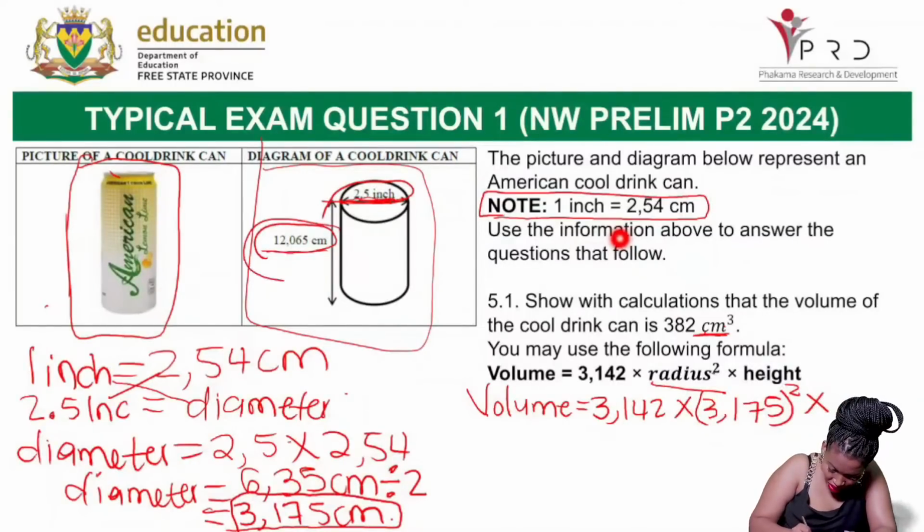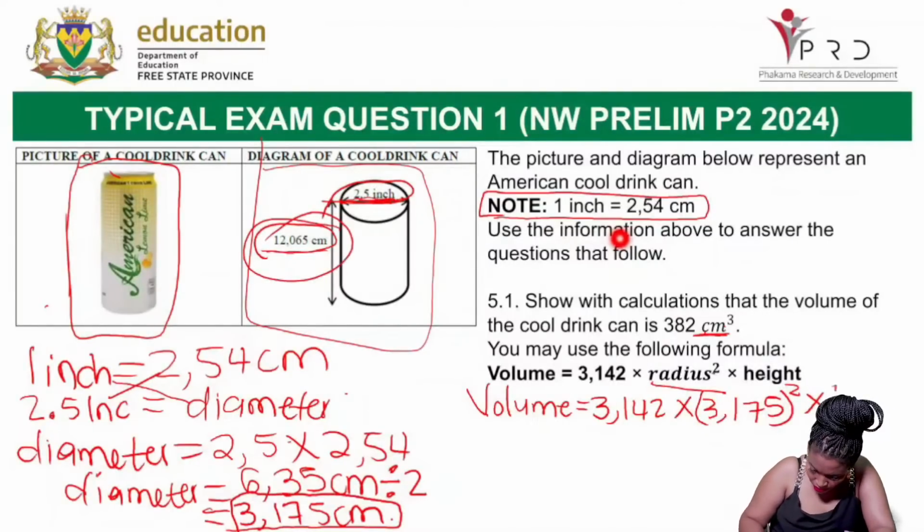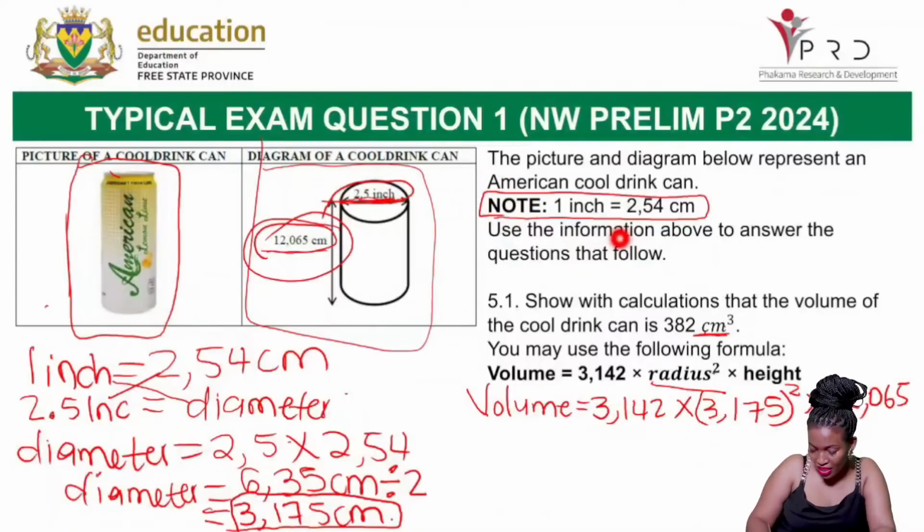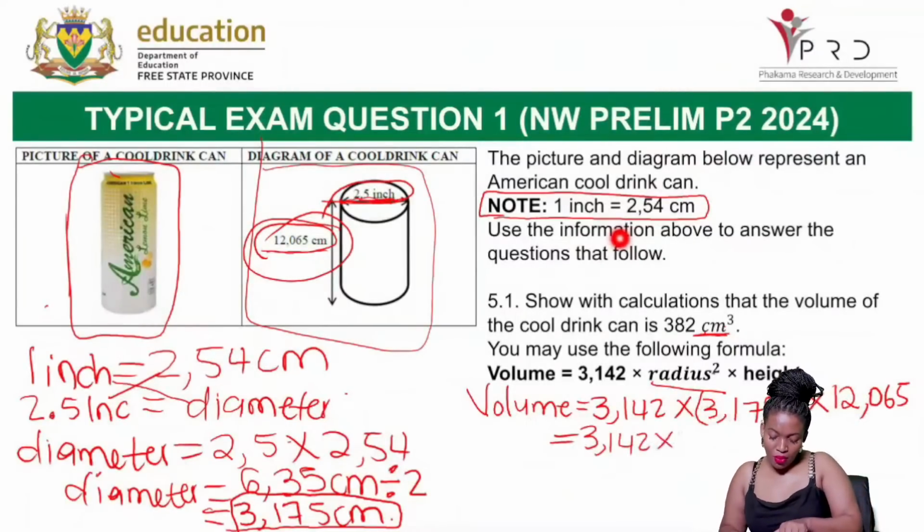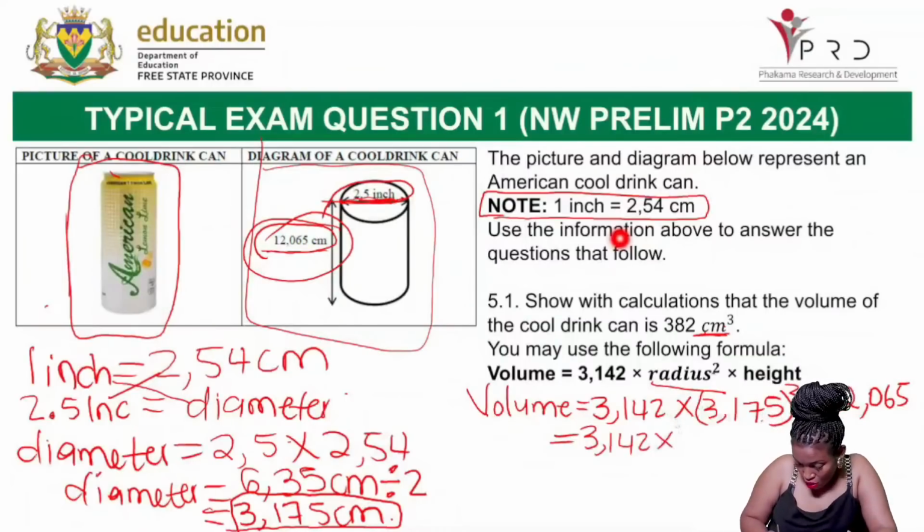What is the height of the can? It is 12.065. I'm not going to write the units because the units are the same. It's centimeters. And then from here, it is 3.142 times the radius. This 3.175 squared means 3.175 multiplied by 3.175. You multiply by itself twice. So I hope I've done it right.